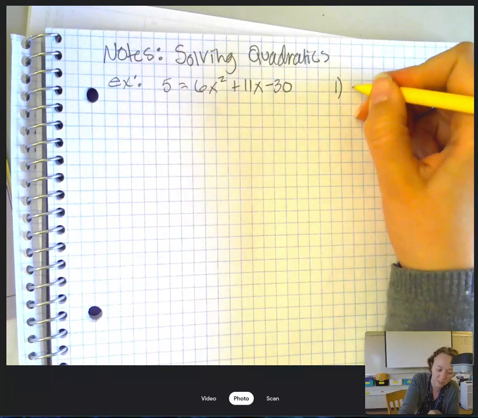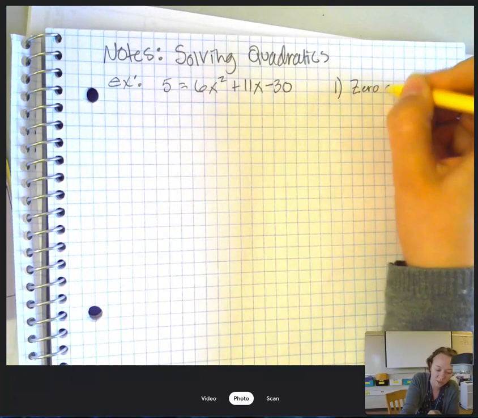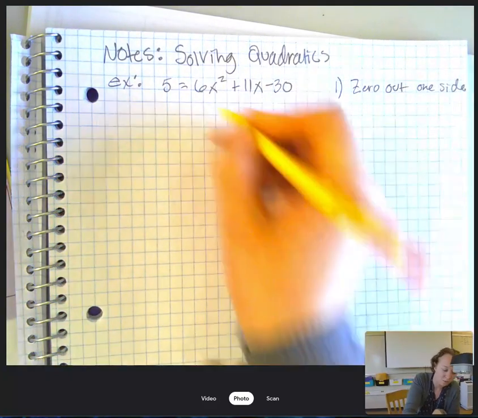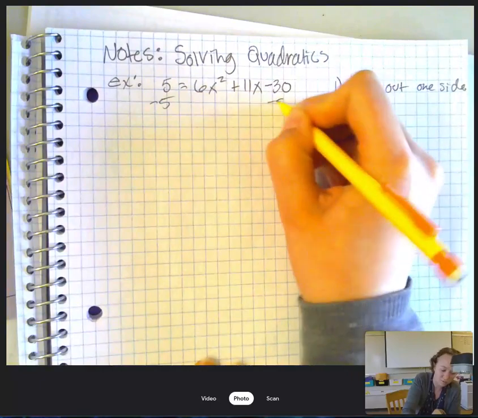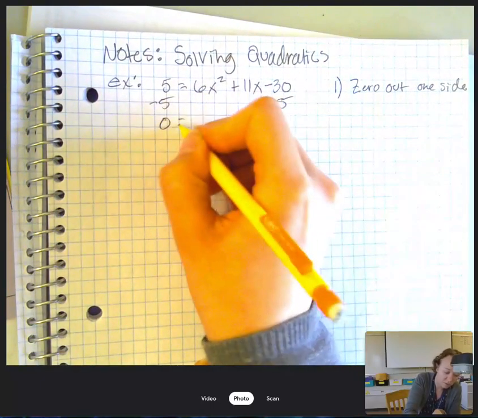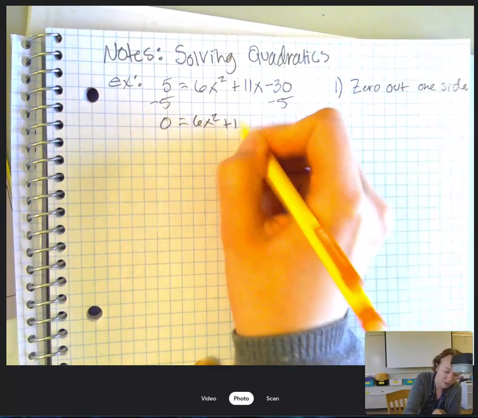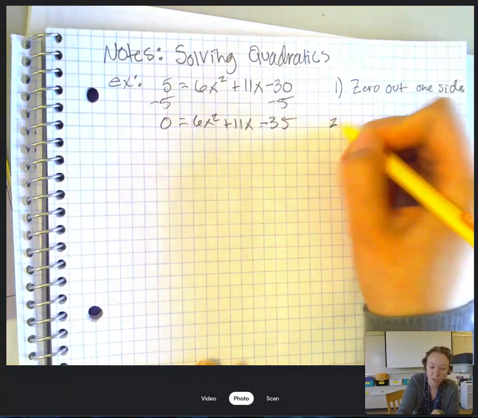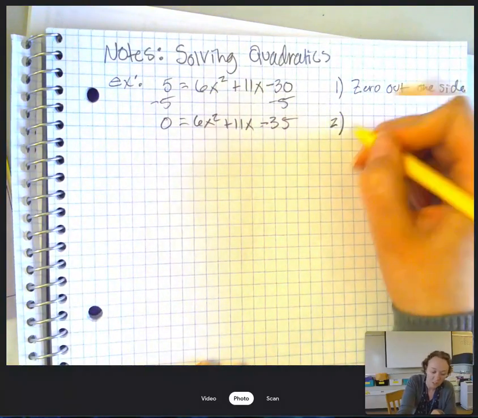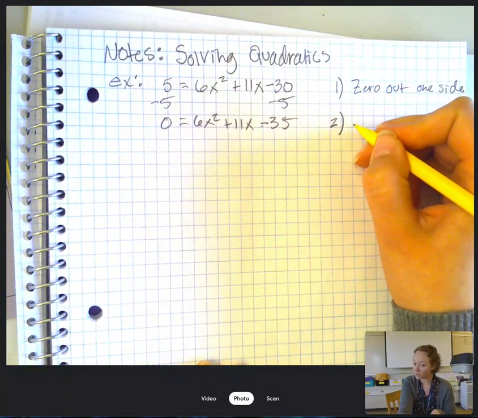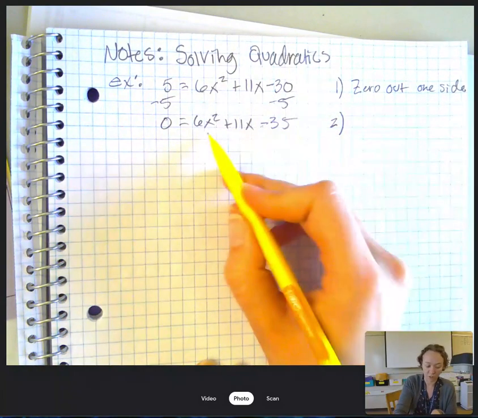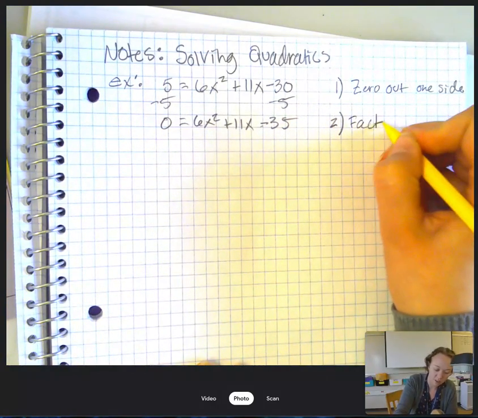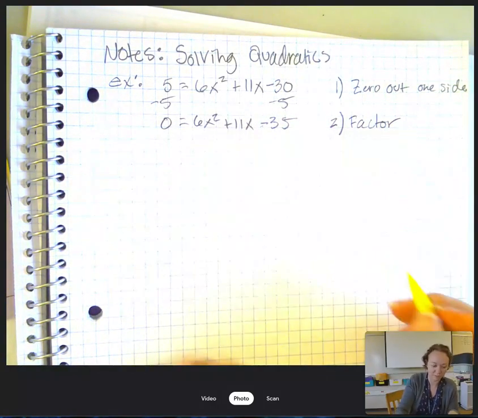So step 1 is to zero out one side. We're going to subtract 5, so we get 0 equals 6x squared plus 11x minus 35. Step 2, we want to factor. You might look for a common factor first, so check all 3 terms to see if they have a common factor. But either way, we're going to end up factoring with the box and diamond.